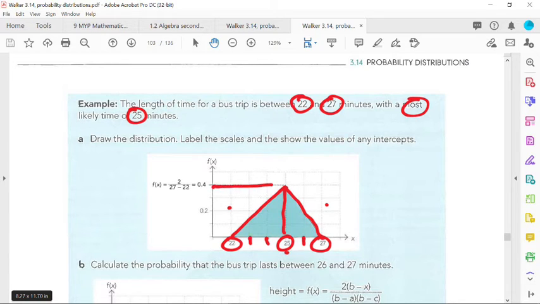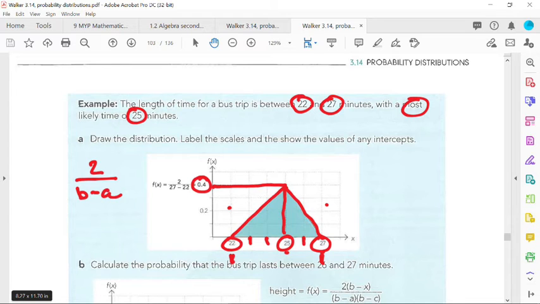Now to find the height at the mode, that's just 2 over b minus a. So they've done that: 2 over b, which is 27, minus your a, so 22. That gives you the height, and they give it to you as a decimal. But that is only how to find the height at the mode. You're always going to need those numbers, though. Especially if you're going to use similar triangles.